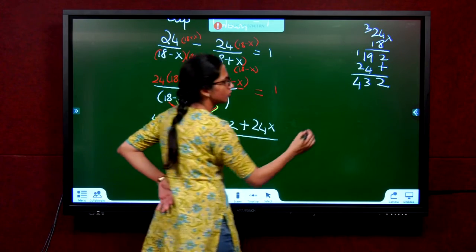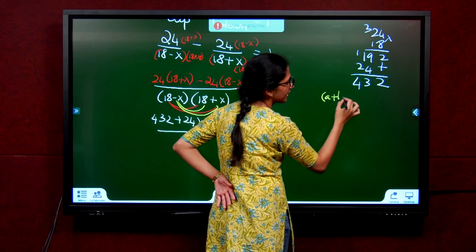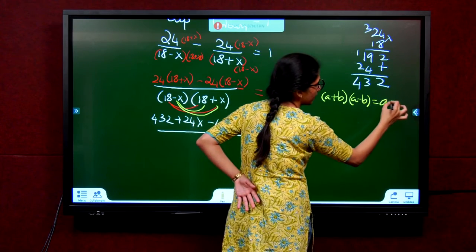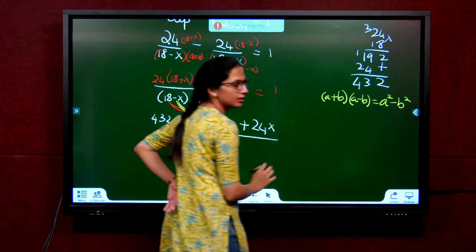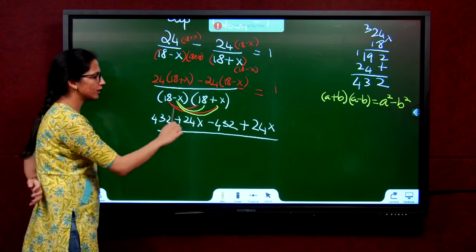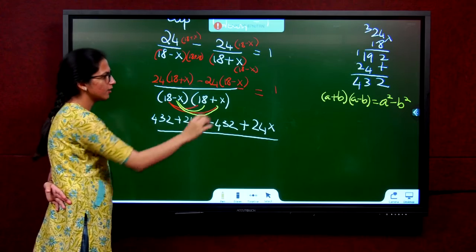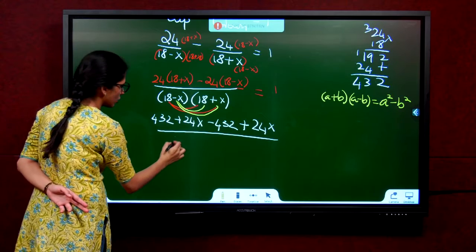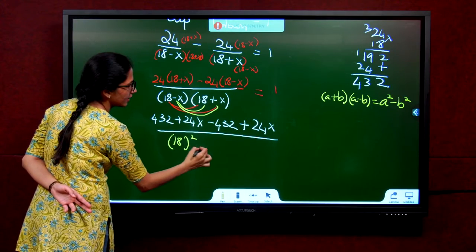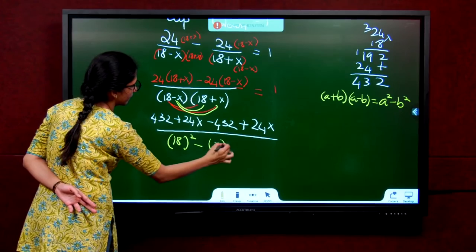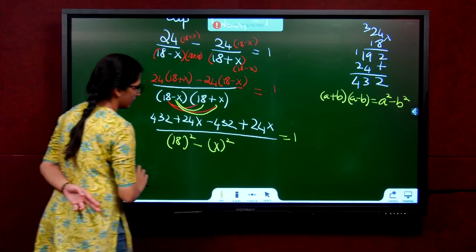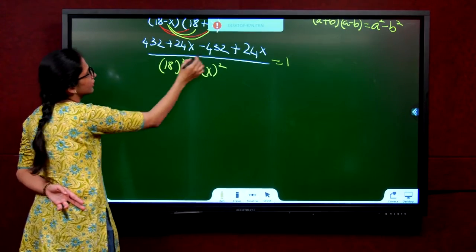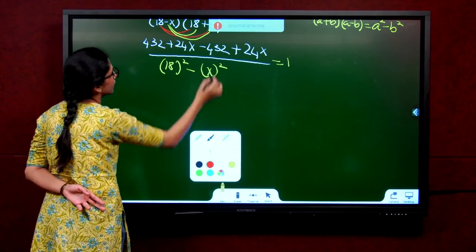Instead of that, we already know this identity. What is a plus b into a minus b? A square minus b square. I'll be using this identity. If you don't know the identity, you can always go for this normal method. So a square minus b square. But learn the identity and try to apply. So it becomes 18 square minus x square is equal to 1. So 432 and minus 432 cancels.